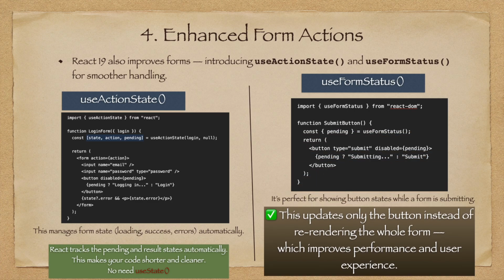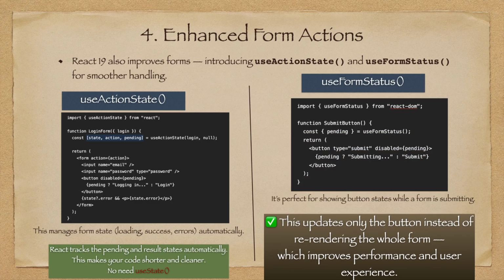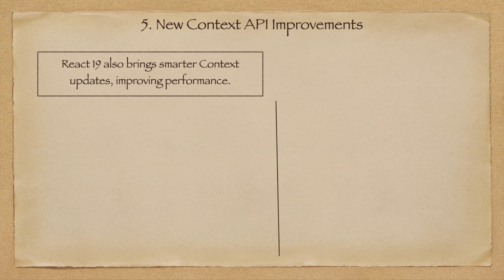useFormStatus example. It's perfect for showing button states while a form is submitting. This updates only the button instead of re-rendering the whole form, which improves performance and user experience. 5. New Context API improvements.